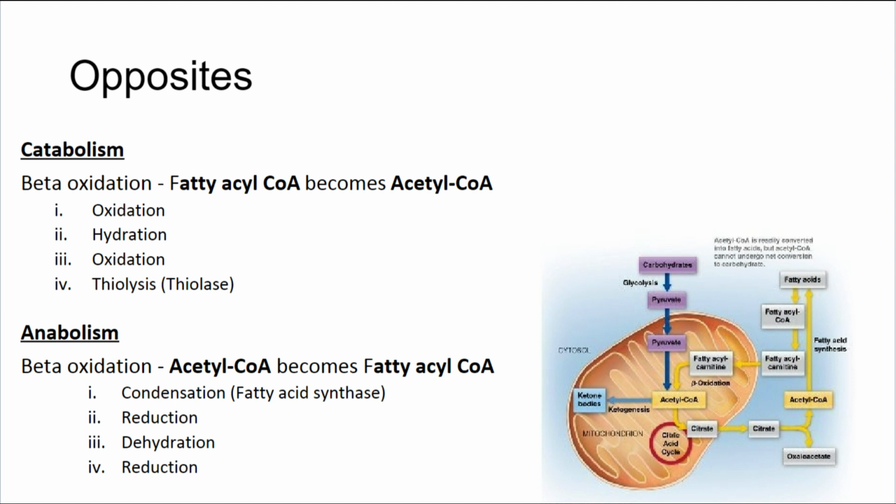Instead of cutting through thiolysis, you're going to undergo condensation when you link them together. And then instead of oxidation, you're going to go through reduction. Instead of hydration, you're going to go through dehydration. And finally, instead of oxidation, you're going to go through reduction. Okay? So that's basically the steps right there. Again, it's the opposite of beta oxidation: condensation, reduction, dehydration, and then reduction again.